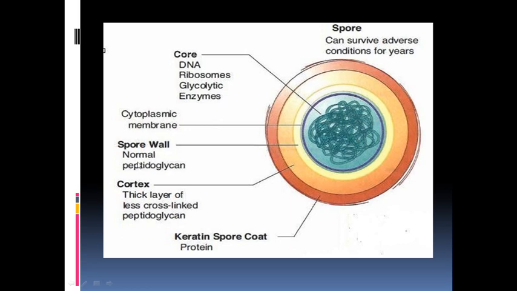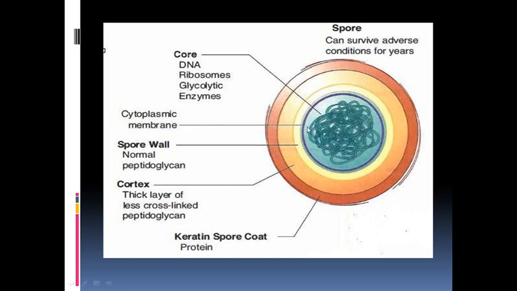The spore wall is made up of normal peptidoglycan. And in the cortex, a thick layer of less cross-linked peptidoglycan is present. And the keratin spore coat is made up of protein. This is the structure of the bacterial spore.